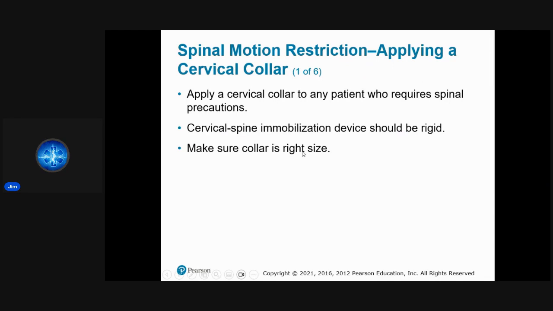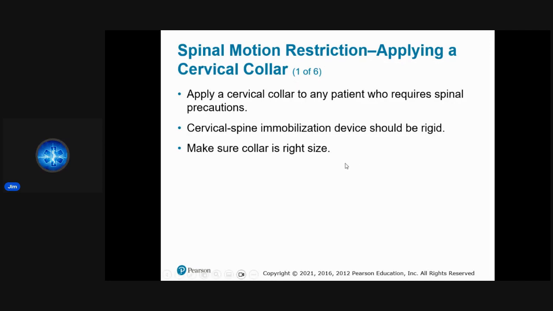Spinal motion restriction, or SMR, and this is applying a C-collar. How are we going to do that? We apply a C-collar to any patient who requires spinal precautions due to mechanism or complaint of neck pain, back pain, head pain. Cervical spine immobilization devices should be rigid. We don't use soft collars in the field. You see that people come out of the hospital, they'll have that soft foamed collar. Ours are rigid. And we have to size it to make sure it's the right size.